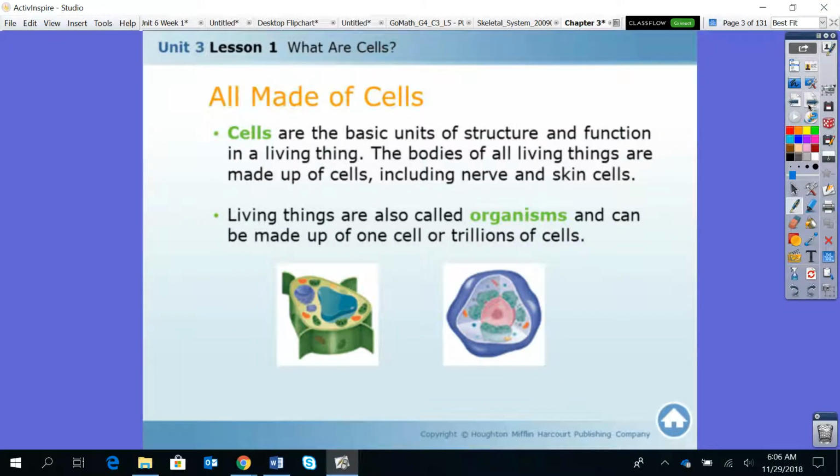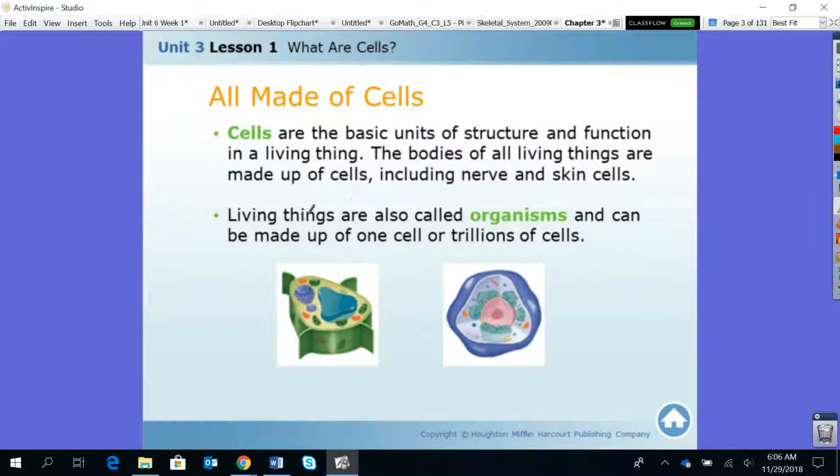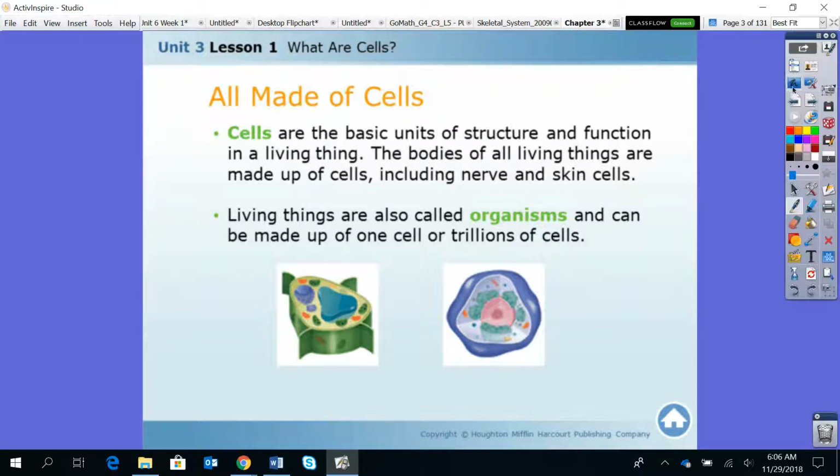All made of cells. Cells are the basic unit of structure and function in a living thing. The bodies of all living things are made up of cells, including nerves and skin cells. Living things are also called organisms and can be made up of one cell or trillions of cells. Our whole body is an organism.